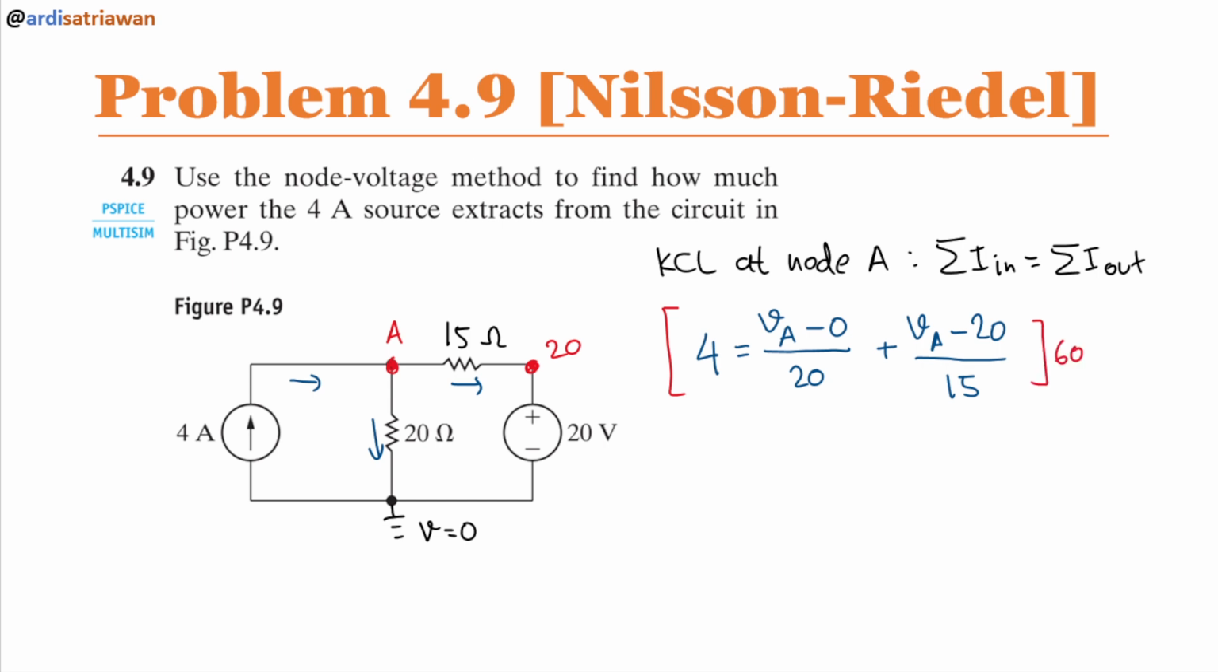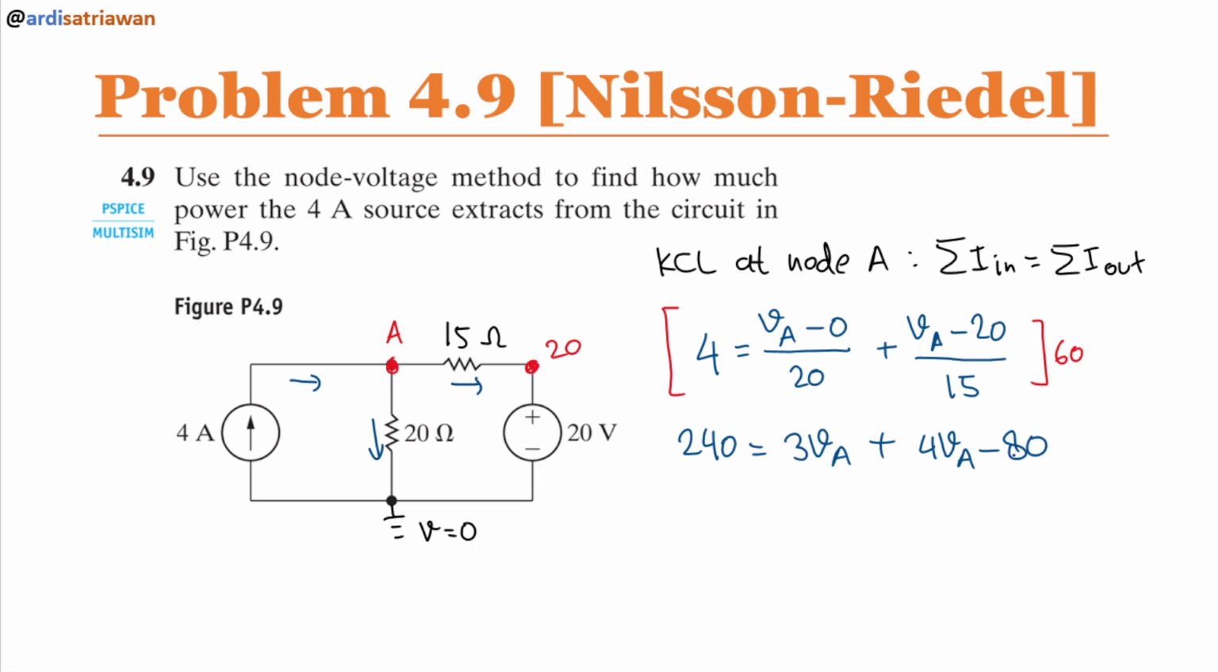Okay, so on the left hand side we will have 240. Maybe let's use blue here. 240. And then 20 will cancel into 3. And so the numerator will become 3 multiplied by VA minus 0. But that is 3 VA. So we'll have 3 VA here. And then for this one, 15 and 60 will cancel into 4. So we will have 4 VA minus 80 here.